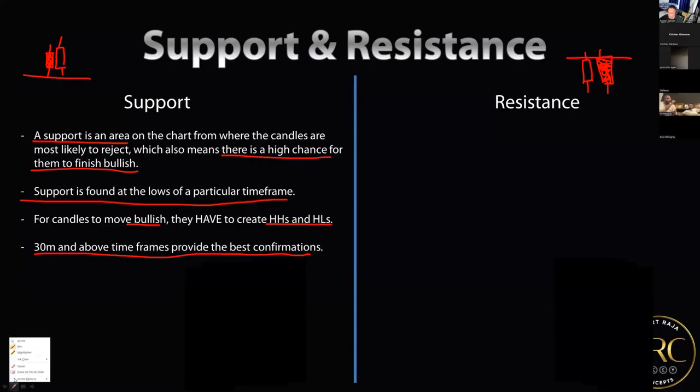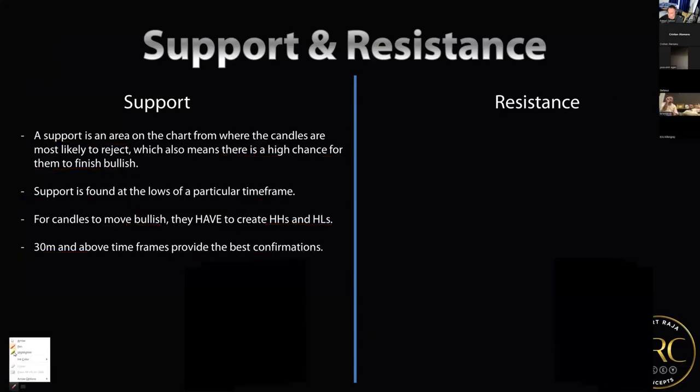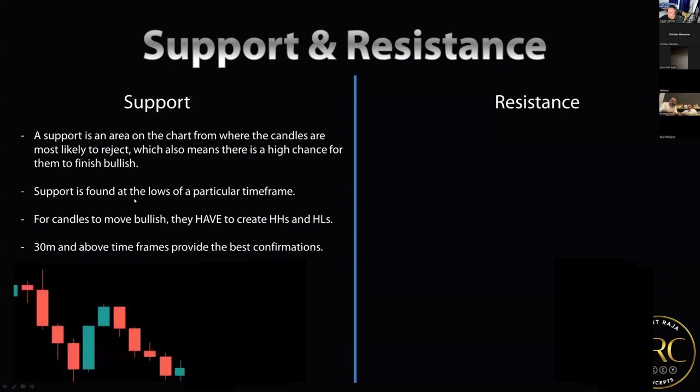Very, very simple concept for support. Let's say price comes down, and this is a support, and you have a bearish candle, and you have a bullish candle right over here. Now you're asking where the next candle can go. Maybe it can go down, maybe it can go up. You wait, and the next candle goes up.